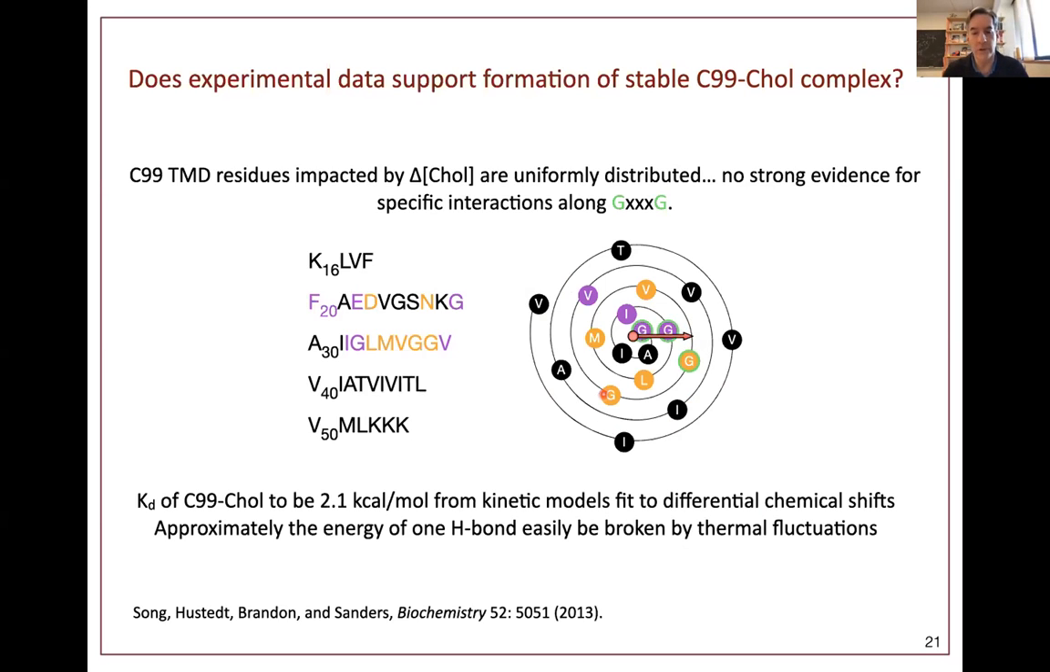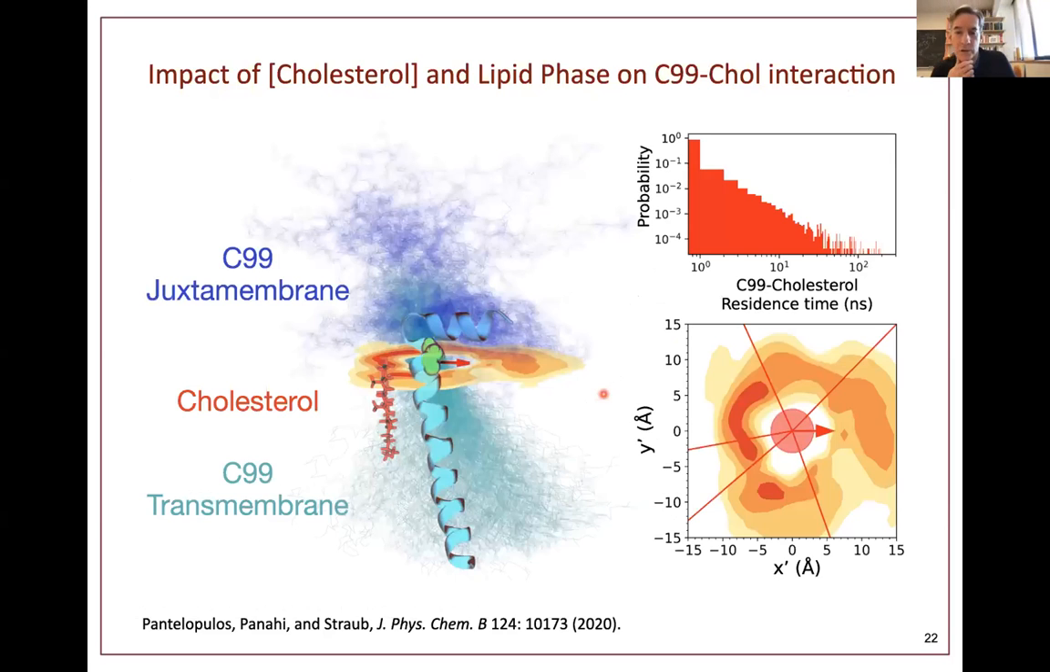In addition, if you look at the KD that had been measured in the 2013 paper from the Sanders lab, it's suggesting that there is a binding of about 2 kcal per mole, which of course is not very, very tight binding and suggests a weaker association. So the idea from that data, as some subsequent studies have proposed, that cholesterol is sort of being stapled to C99 in a specific binding site, some of this experimental data argues against that type of interpretation.